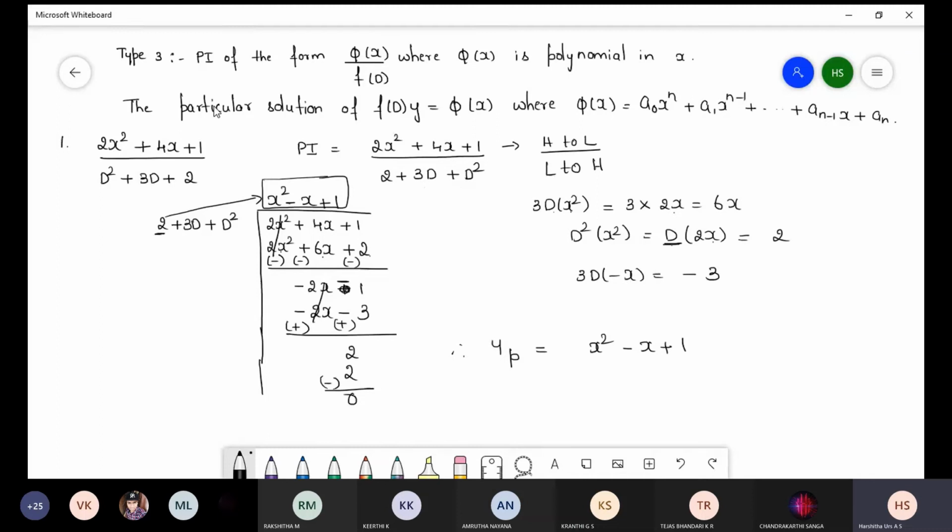Minus 6 plus 4 is minus 2x. Minus 2 plus 1 is minus 1. Now, to get minus 2x, we have to multiply this starting 2 with the minus x. So minus 2x, here we can write. Next comes 3d into minus x. That means 3d into differentiation of minus x, which is minus 1. So minus 1 into 3, here I can write minus 1 into 3. So we get minus 3.